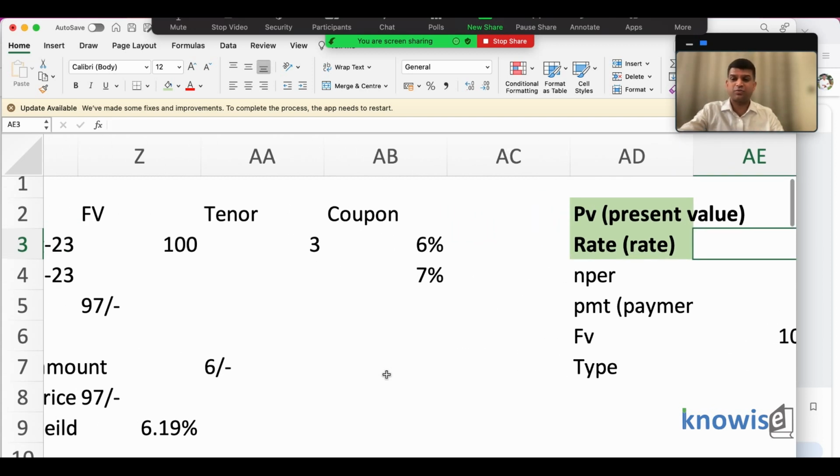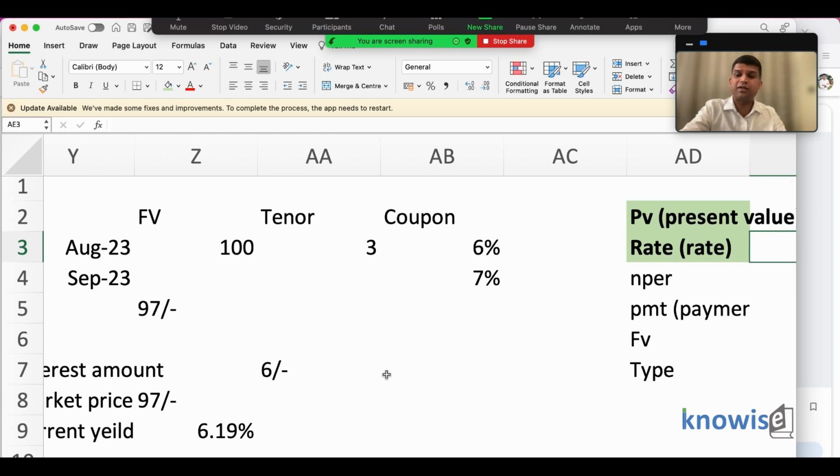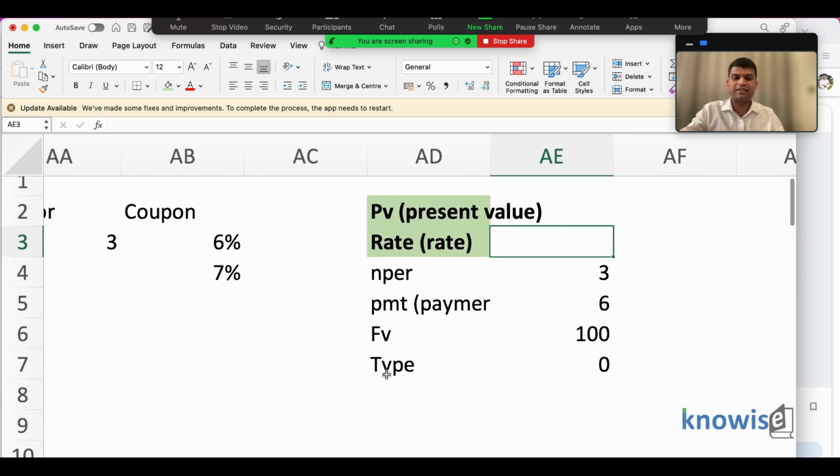And what is the expected rate of return, or what is the current rate running in the market? As per this scenario, as for September, the current rate running in the market is 7%. Keeping these scenarios, what is the intrinsic value of the bond, or what is the present value of the bond, right? So all you need to do is insert present value function.